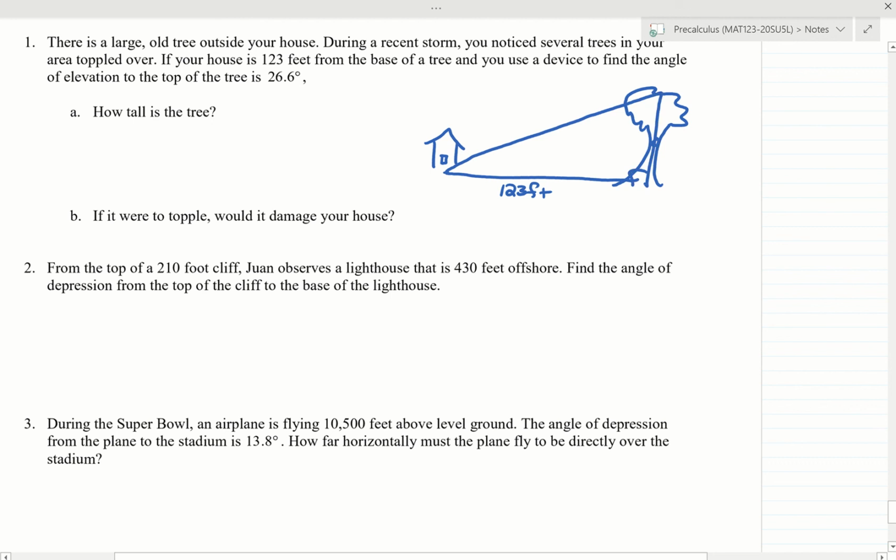So we have a right angle right here, is 26.6 degrees, and we're looking to find the height. So what trig function uses an adjacent side and an opposite side? Tangent. So if we use the tangent of 26.6, that would equal the height of our tree divided by 123 feet. And if we cross multiply, we'd get the height is equal to 123 times the tangent of 26.6, which tells us that the height of the tree is 61.6 feet. If it were to topple, were to damage your house, no. I mean, 61 feet would be like over here if it fell down. So the house is safe.